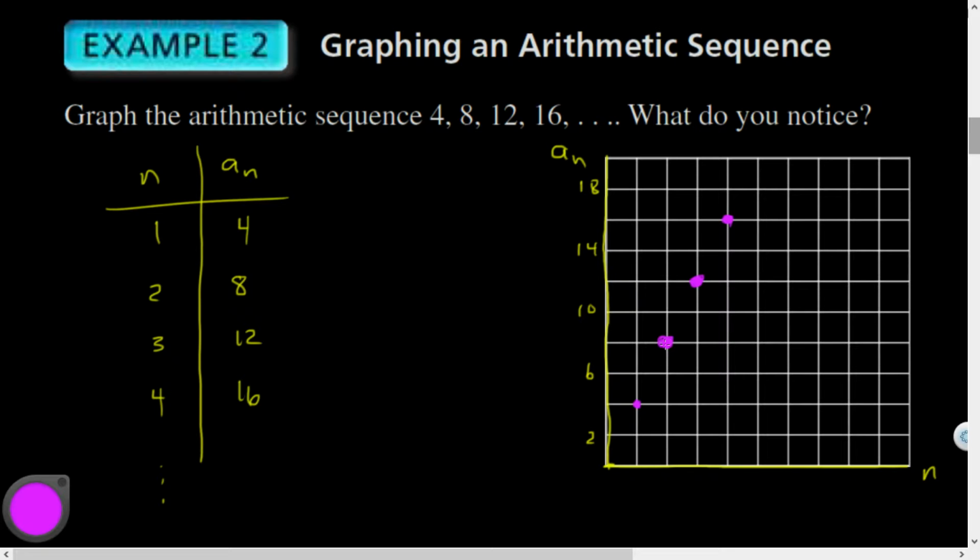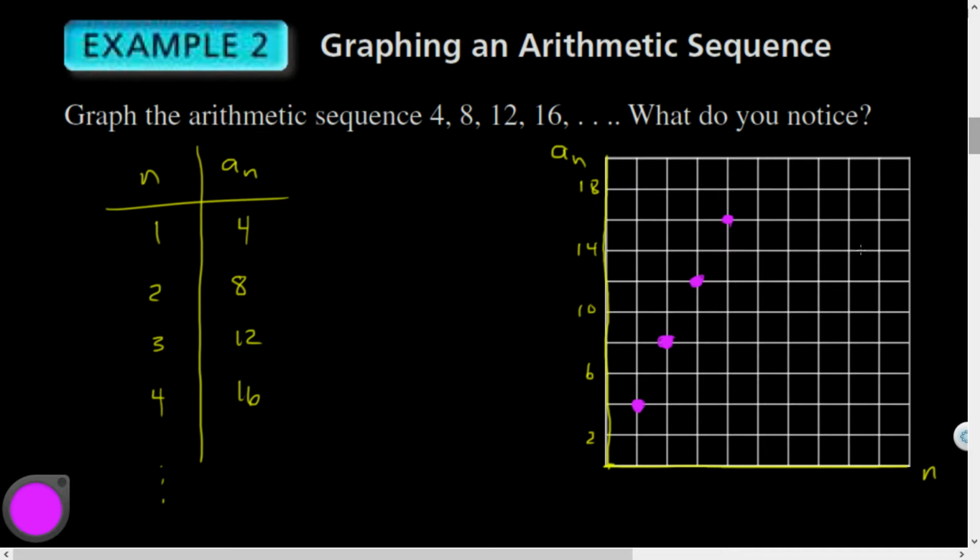And I know I'd be super tempted to connect these dots, but remember, this is a list. There's not like a 1.5 term. There's just the first term and then the second term. There's nothing in between in this list. This is a discrete list.